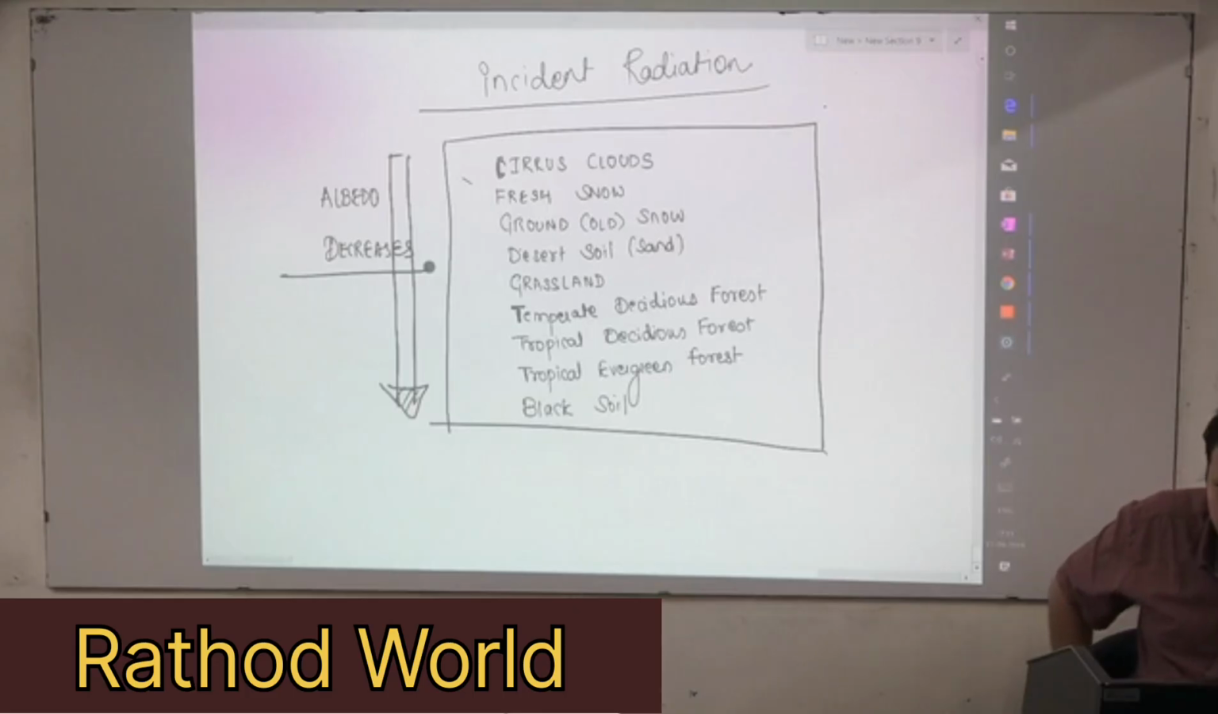Cirrus clouds, because they are made up of snow, उनका albedo is 96%. Fresh snow का albedo is 92%. Ground snow, old snow कितना काला है कितना सफेद है डिपेंड करता है, 84 to 90%. Desert soil का albedo is 40 to 60%. Grassland का albedo is somewhere around 40 to 45%, क्योंकि उसमें ट्री कवर कम है. Temperate deciduous forest का albedo is 35%.